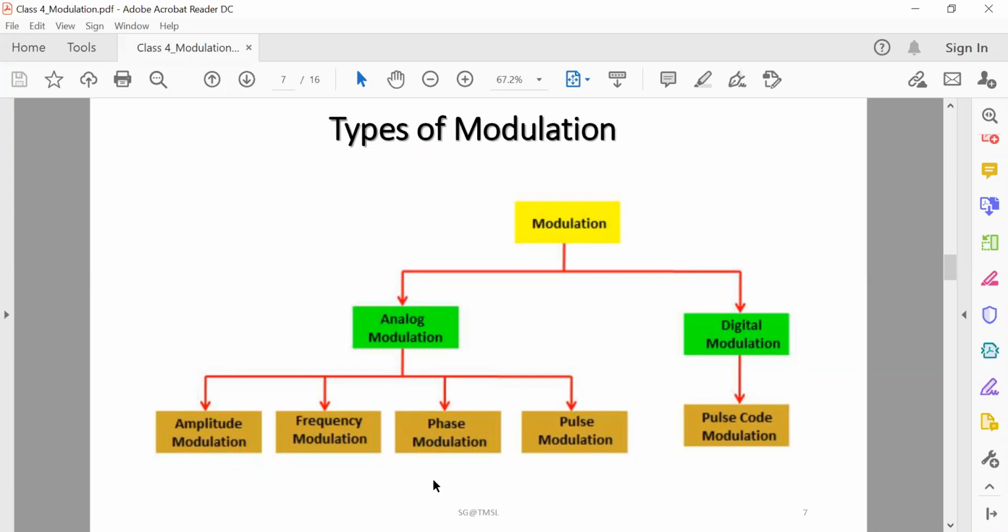In case of frequency modulation, the frequency of the carrier signal is varied in accordance with the amplitude of the message signal, while the amplitude and phase of the carrier signal remain constant. Only frequency is changed. In case of phase modulation, the phase of the carrier signal is varied in accordance with the amplitude of the message signal, while the amplitude and frequency of the carrier signal remain constant.